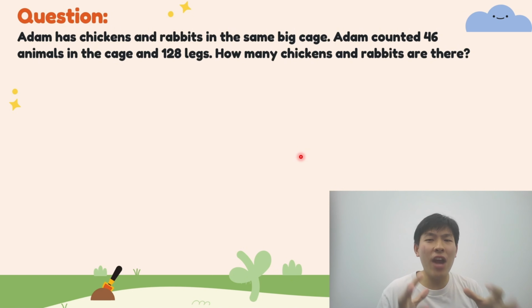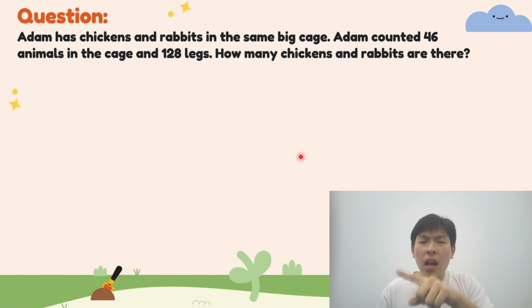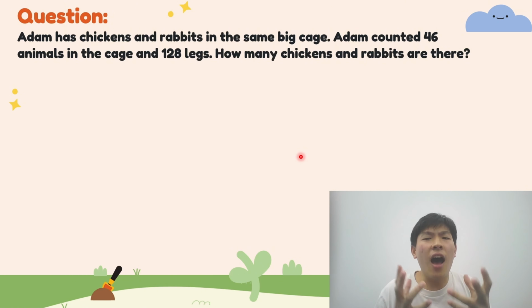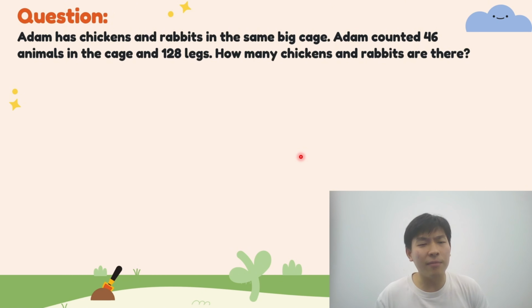Adam has chickens and rabbits in the same big cage. Adam counted and he found 46 animals in the cage and there are 128 legs. Now the question asks, how many chickens and rabbits are there? So first, let's try to understand the question.